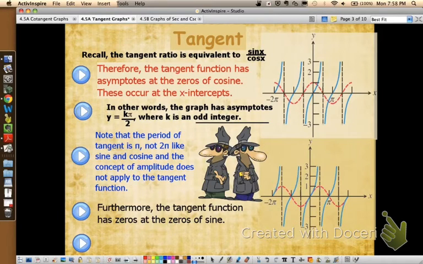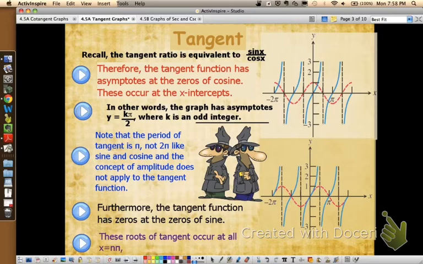The tangent function will also have zeros at the zeros of sine. Again, if you were to take a look at the sine curve or the unit circle, if sine is 0, then tangent is going to equal 0 because 0 divided by anything is going to equal 0. And these roots, again, will occur at all values of pi times an integer, such as 1 pi, 2 pi, 3 pi, and so on and so forth.